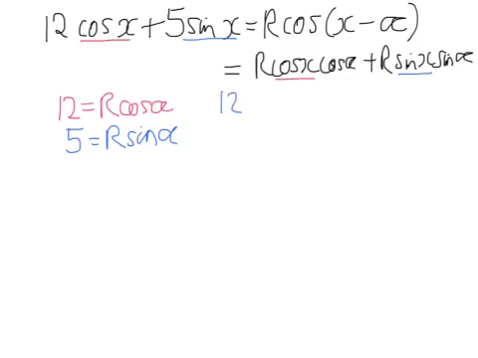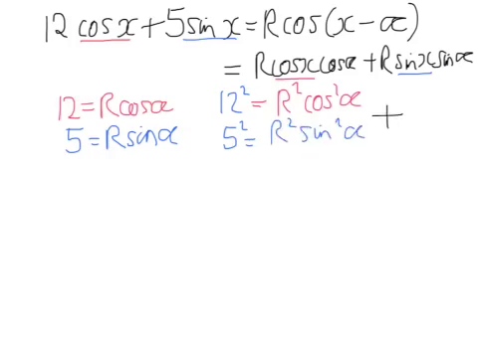So I'm just going to write it as 12 squared, that's going to be R squared cos squared alpha. And then we're going to square the other one. So we've got 5 squared is R squared sin squared alpha. Okay, now I'm going to add these two equations.